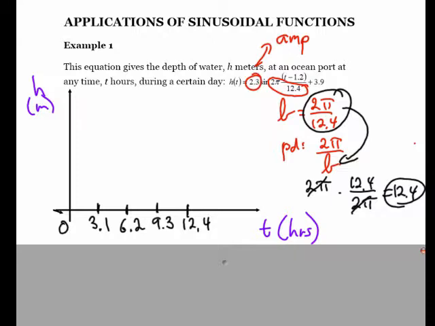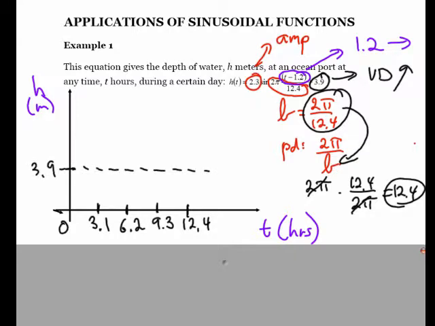Alright, our next parameter is c, t minus c, so that's telling us that the graph has been shifted horizontally 1.2 units to the right. We will come back to that in a moment. And the last number here is the vertical displacement, which tells me my graph is being shifted upwards 3.9 units. Now I'm going to bring that in because that's kind of the middle of my graph. So let's make this 3.9, and I'm going to dot in what I consider to be my new horizontal axes.